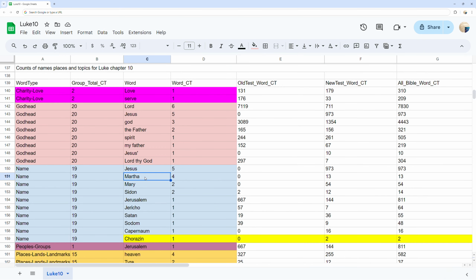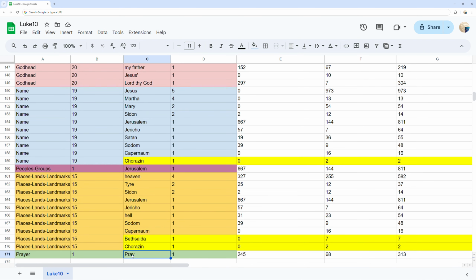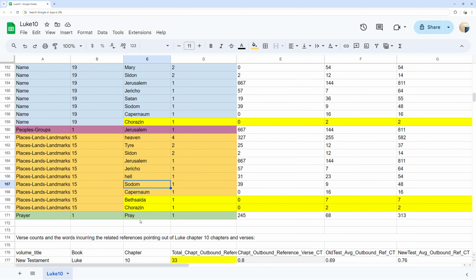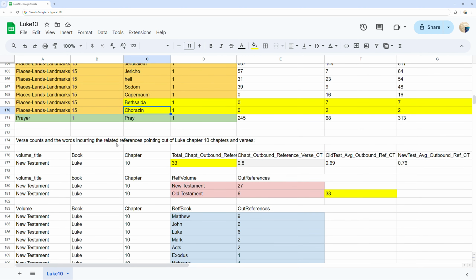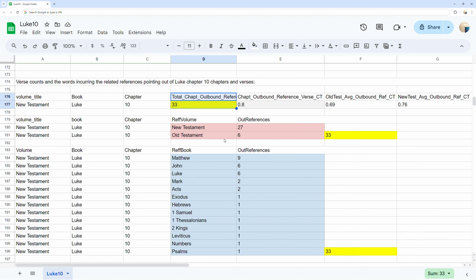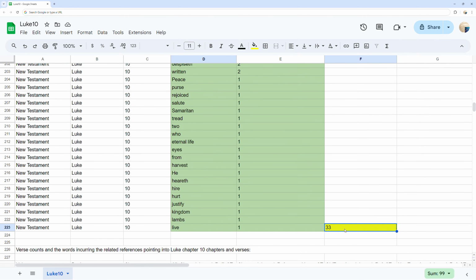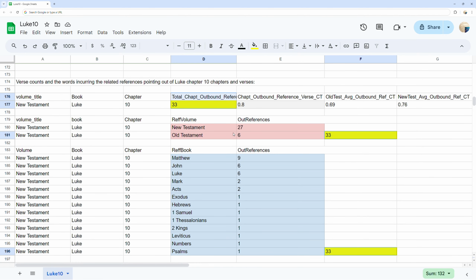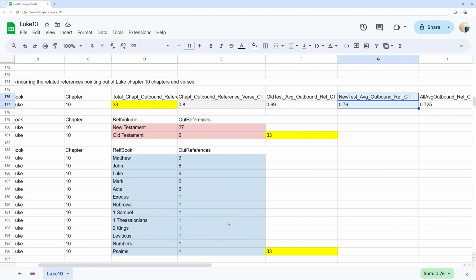Verse counts and the words incurring the related references pointing out of Luke chapter 10 chapters and verses. You can see in yellow the total outbound references, pointing out of Luke chapter 10 at 33 references, as well as the counts per each verse in Luke chapter 10 and the average outbound reference per verse at 0.8 per verse, and see the per verse rates for the Old Testament, New Testament, and both to the right for comparison.